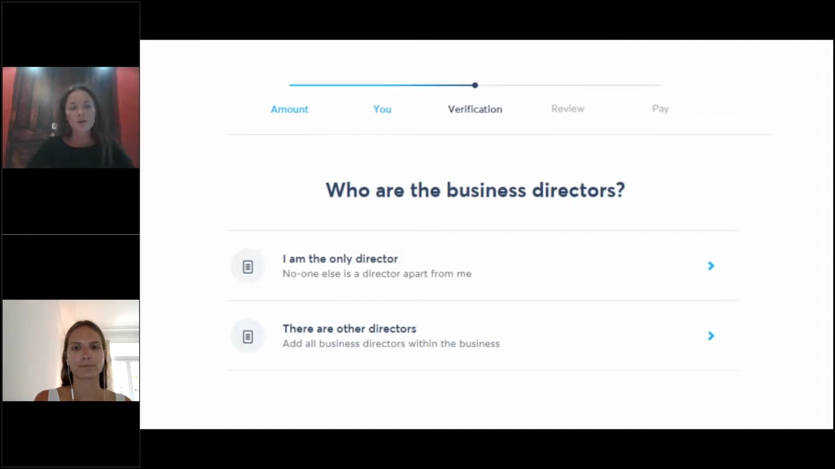Now, once the shareholders' information is added, we also need to know the business directors. And the form is actually the same. So you have two options: either enter the director details or just select that you're the only one.